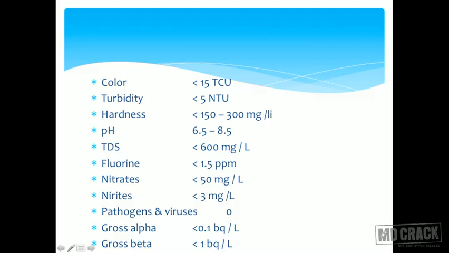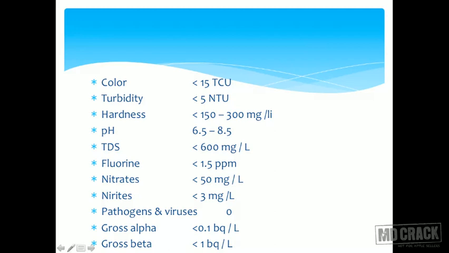pH should be about 6.5 to 8.5. We saw that one of the important reasons we want the pH to be in this range is for chlorine. We want an abundance of hypochlorous acid, and at this pH hypochlorous acid is abundant, and therefore we want this pH.